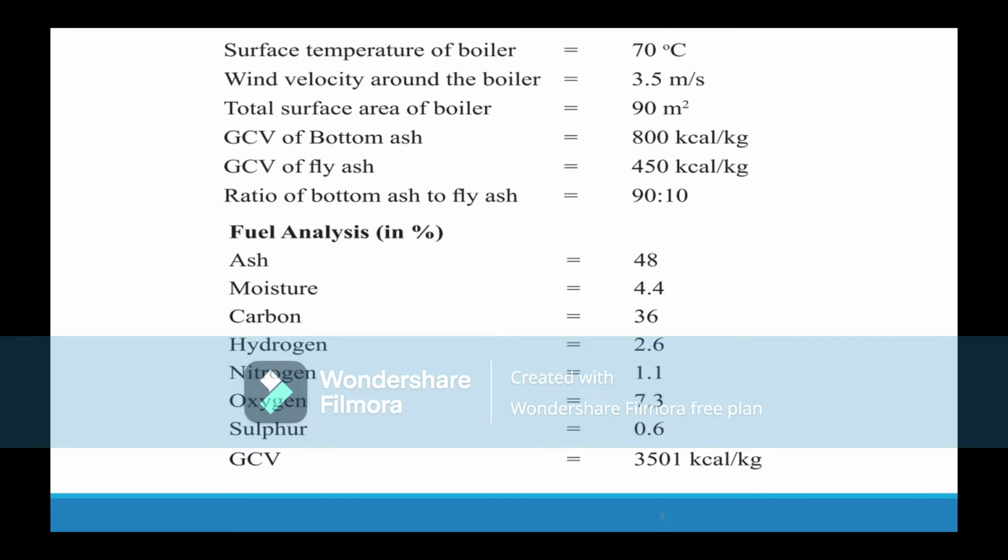Then the fuel analysis. In that fuel, ash content is 48%, moisture content 4.4%, carbon content 36%, hydrogen 2.6, nitrogen 1.1, oxygen 7.3 and sulfur 0.6, and gross calorific value of coal equal to 3501 kilocalorie per kg. This is the structure of the fuel.